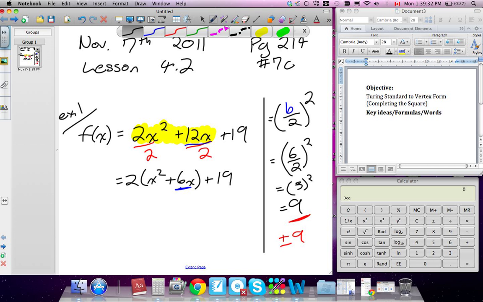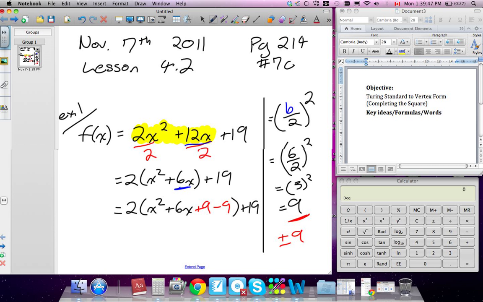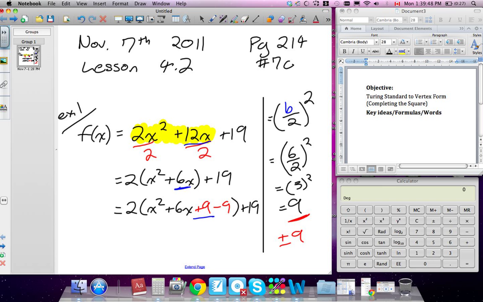So what happens in the next line is we take 2 times x squared plus 6x, and I'm going to add 9 and subtract 9 inside the brackets, plus 19. The reason this works is because adding and subtracting 9 is like adding 0. They both cancel each other out. But the point is we're trying to complete a perfect square trinomial. We're trying to make one.